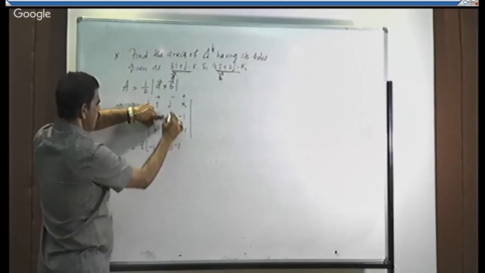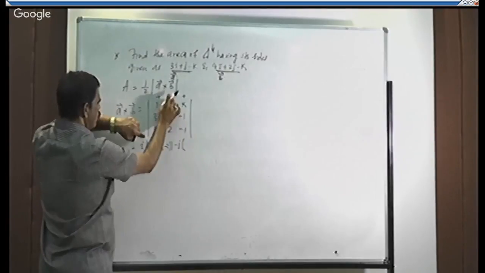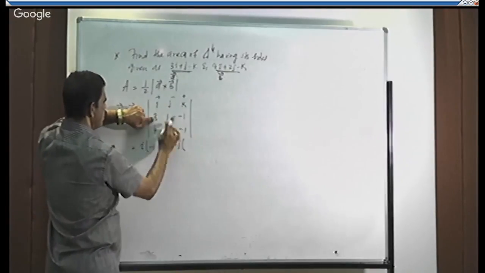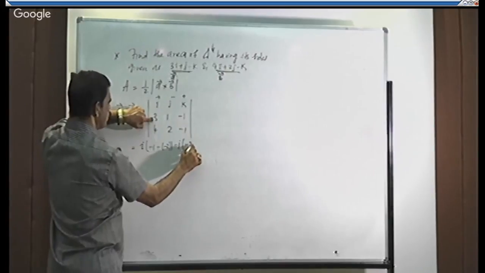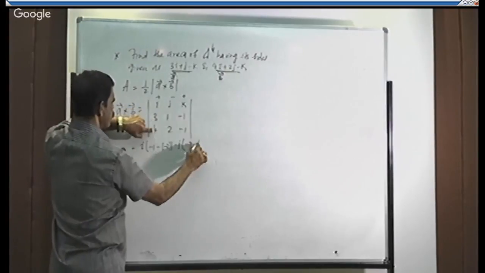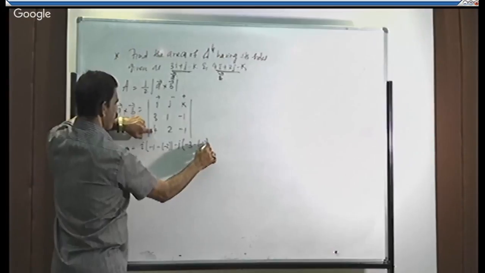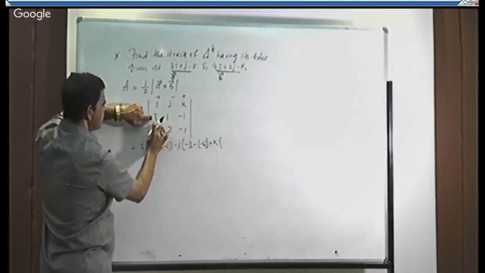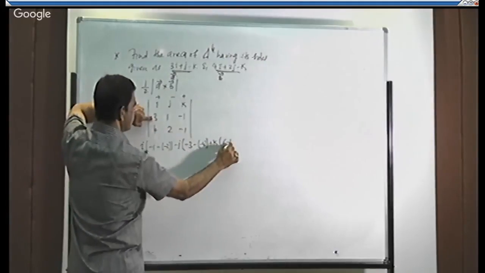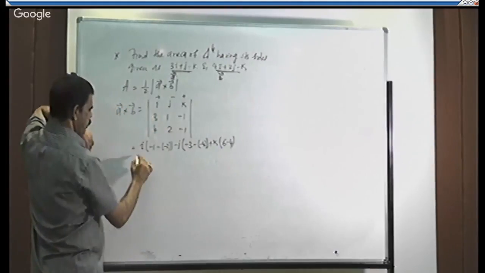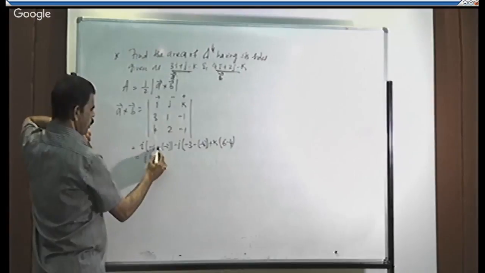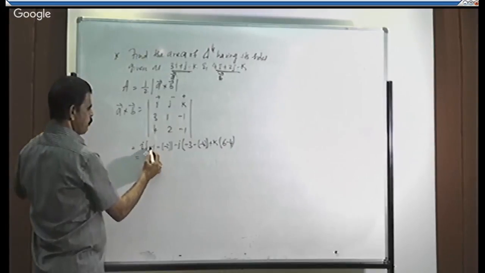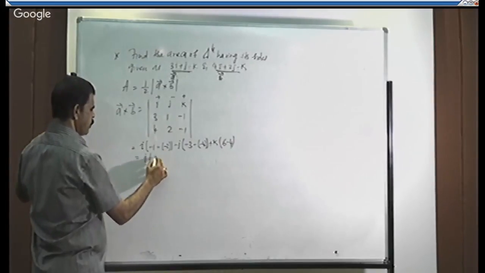Minus j into, leave this column and row, 3 into minus 1, minus 3, minus 4 into minus 1 is minus 4. Plus k into, leave this column and row, 3 2s are 6, minus 4 into 1 is 4. I into minus 1 plus 2 is plus 1.